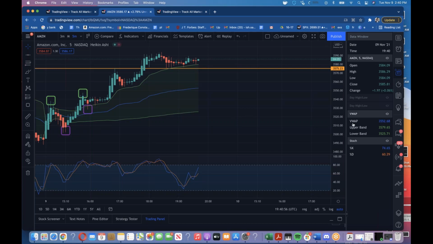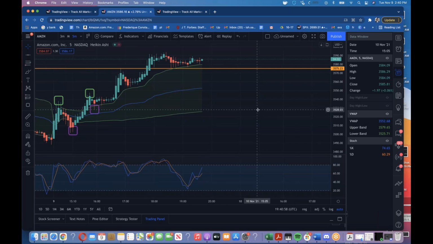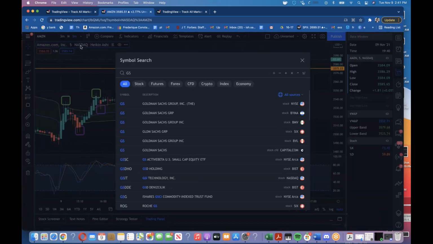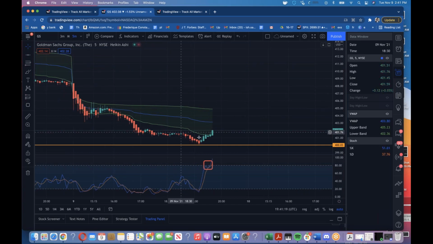But VWAP is the volume weighted average price. What that tells you essentially is that when a stock is above VWAP, the current strength of the asset, or the security, or the price of the thing, is relatively strong compared to the average throughout the day, right? Let's go to GS. GS, obviously we're coming up here to potentially test VWAP, but GS is essentially weaker than the average price throughout the day. So it's relatively weak, right?